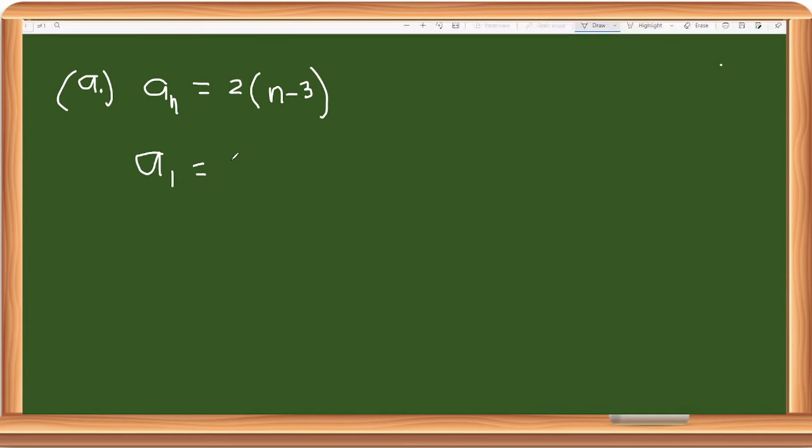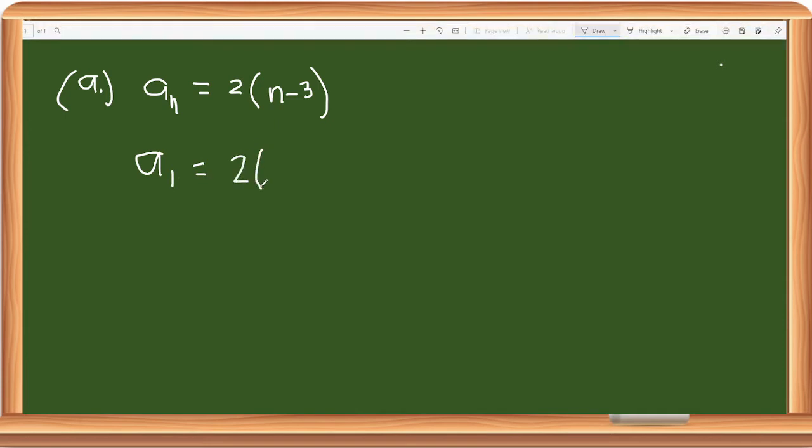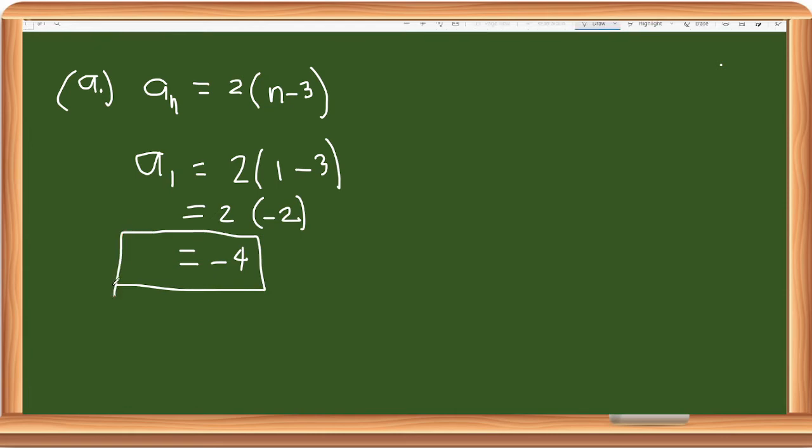Okay. Explain natin sa kanila. So, ang A sub 1 mo would be 2 times, since ang n mo is 1, so 1 minus 3. No? So, we have here 2 times, what is 1 minus 3? That is negative 2. So, we have A sub 1 is negative 4. Okay? Yung A sub 1 mo.